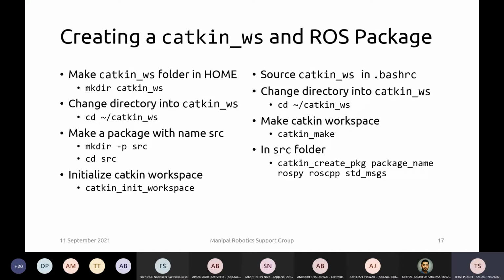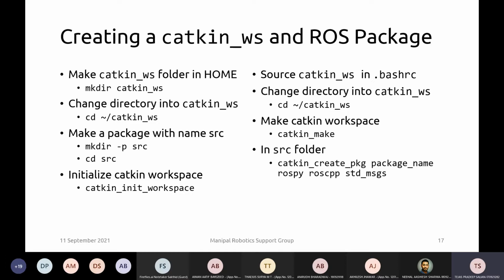Make a catkin_workspace folder in home. So how to make a folder? As we saw earlier, mkdir catkin_workspace. If we type this, it will create a folder for us. Change directory into catkin workspace. That is cd ~/catkin_workspace. So tilde here indicates the home directory. That is like the shortcut for typing home.